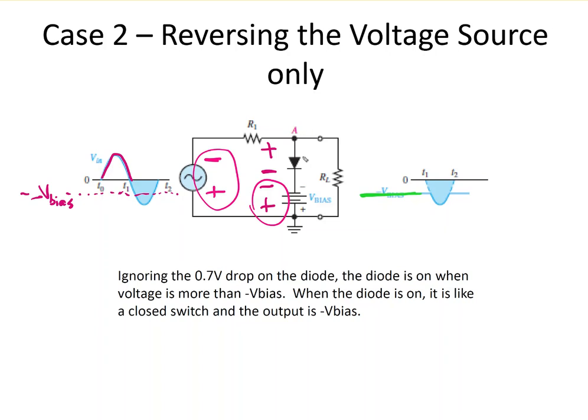So when the supply voltage magnitude is less than V bias, which is here, the diode will still be forward biased and the output will be limited to V bias. So that's this region here. When the magnitude of the supply gets larger than minus V bias, the resulting polarity across the diode will now be this, which reverse biases it, and we end up with the same shape as the input waveform. Okay, so that's case 2. And let's clear that and we'll do case 3.